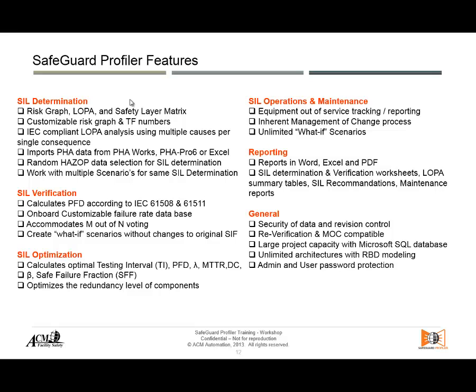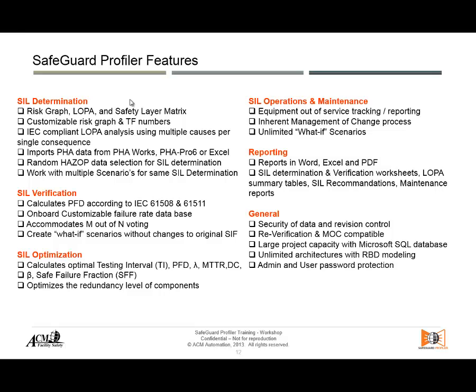What are the SafeGuard Profiler features? So we have SIL determination. As we said before, we import the HAZOP information, and then we do SIL determination. We can do either risk graph, or we can do layer of protection analysis. And we can kind of go inside. Safety layer metrics will help us to understand how the risk graph is working and how also, a little bit, the LOPA is working. We can customize risk graph.